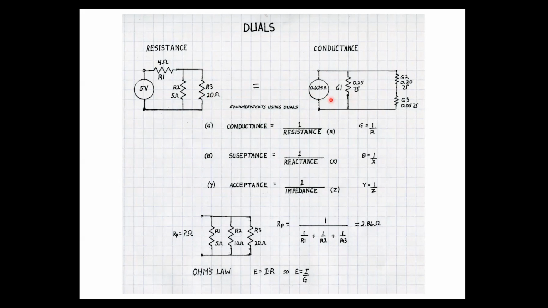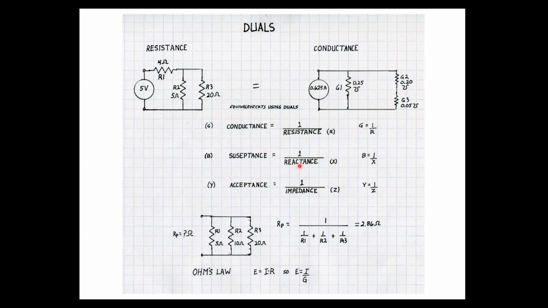These two circuits are absolutely identical. They behave in exactly the same way. And I can do any engineering work that I need to do to either one of them, and it'll work either way. Here I'm showing conductance is equal to the reciprocal of the resistance, or 1 over the resistance, so G equals 1 over R.